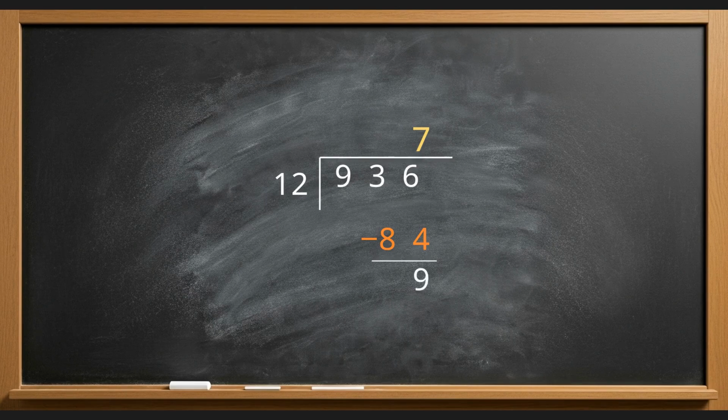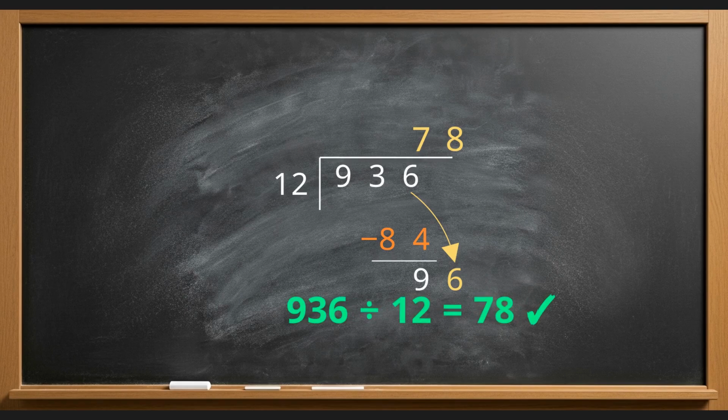93 minus 84 gives us 9. Bring down the 6 to get 96. 12 goes into 96 exactly 8 times. Write 8 above. The answer is 78. Boom! Not so scary now, is it?